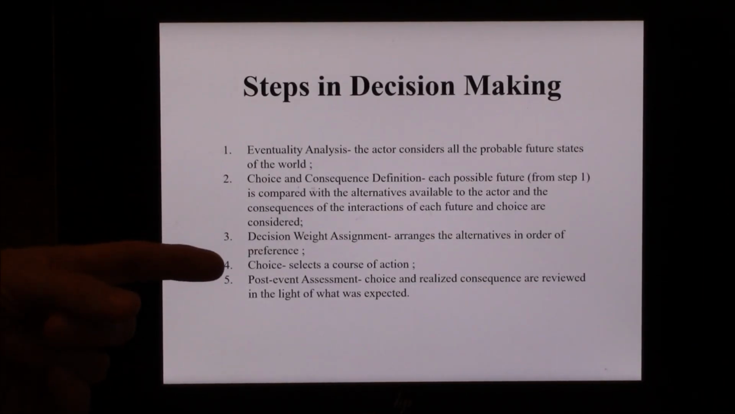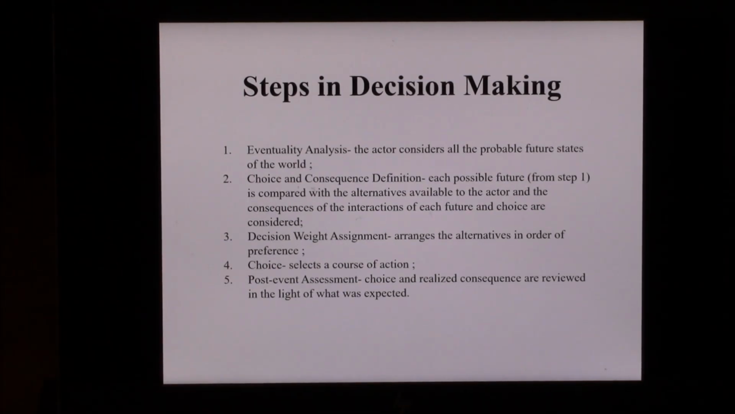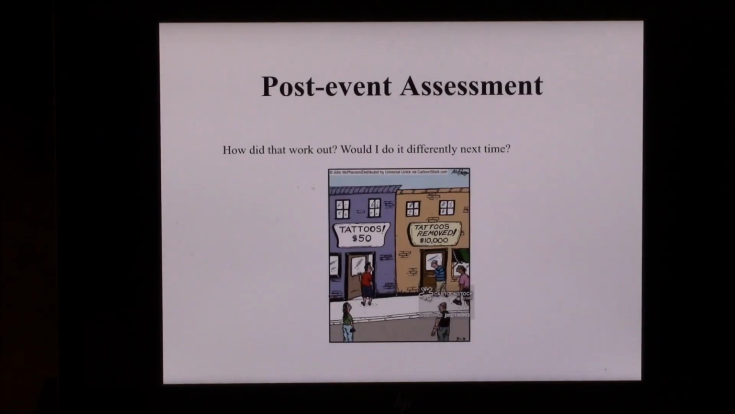All right, my fourth step here is now I'm going to make a choice. So decision weight assignment is arranging them in order of preference, which I'm going to do here weighted by what I think my opponent's going to pick. And I pick paper. And then post-event assessment. How did that work out? What would I do differently next time?